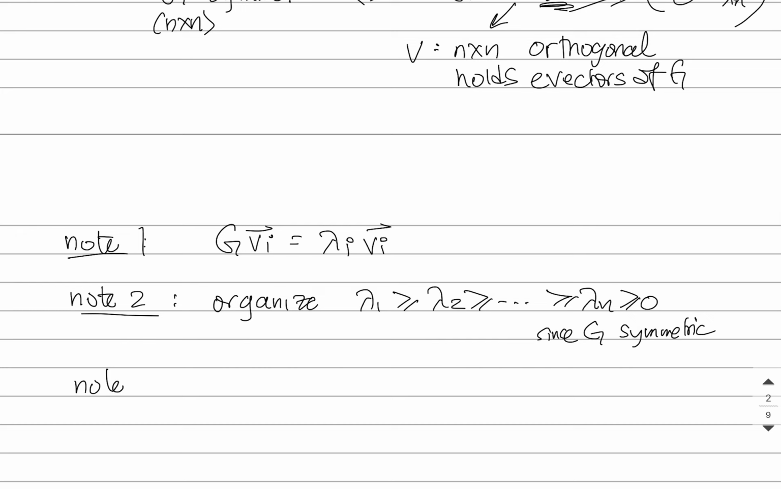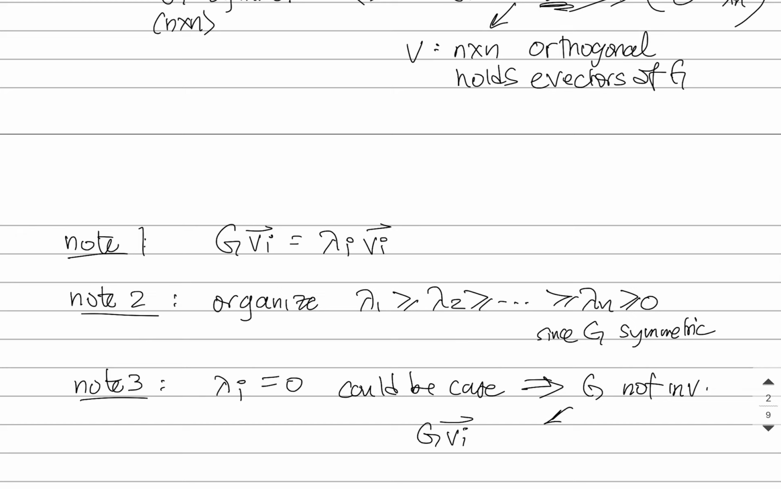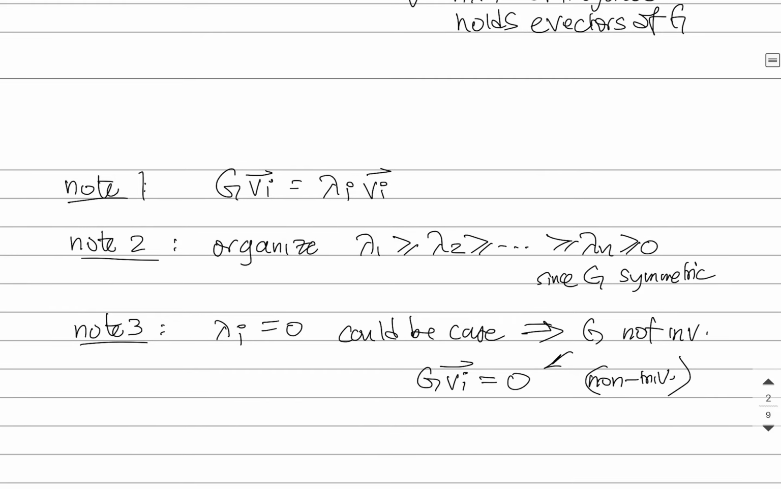And finally, the third thing to note is that lambda i could be 0. If that's the case, that means G would be non-invertible. Why? Because by the definition of an eigenvector, if you have a zero eigenvalue, that means you have a non-trivial solution to this homogeneous problem, which means you are not invertible.